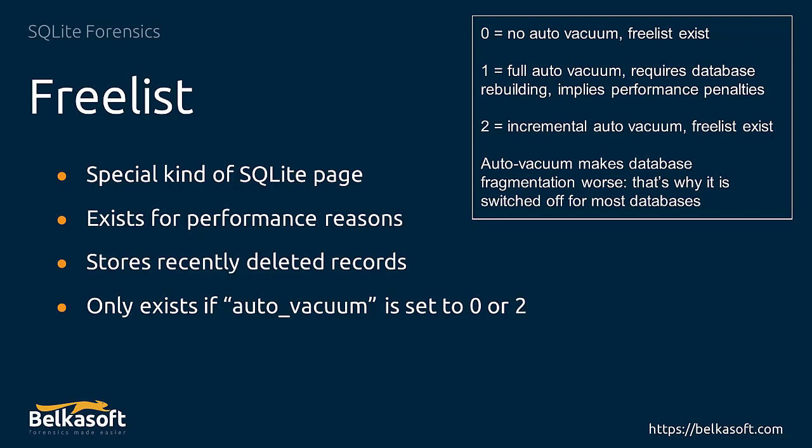So, a quick recap. If the AutoVacuum parameter is set to 0, there is no AutoVacuum configured and a free list will exist. If this configuration is set to 1, this is full AutoVacuum mode, meaning there is no free list and data is immediately deleted. Now, there is one more option, where the configuration may be set to 2, which is an incremental AutoVacuum, and a free list will exist, but with limitations. With this configuration set to 2, it is more of a manual AutoVacuum state.